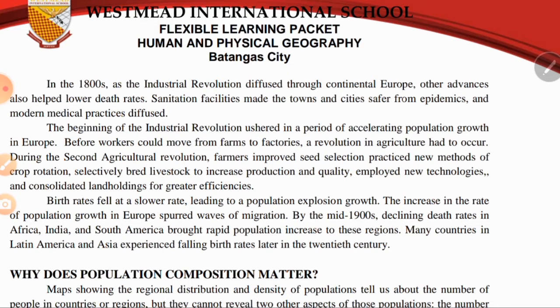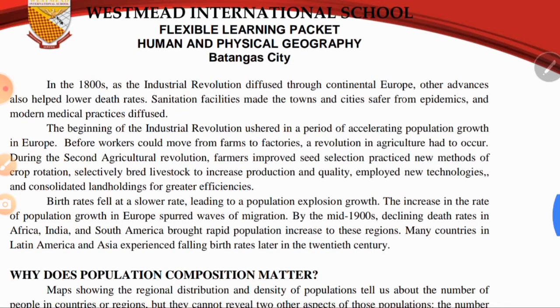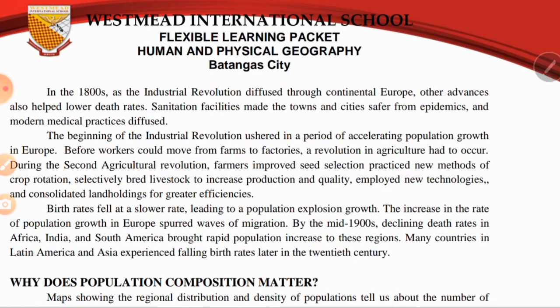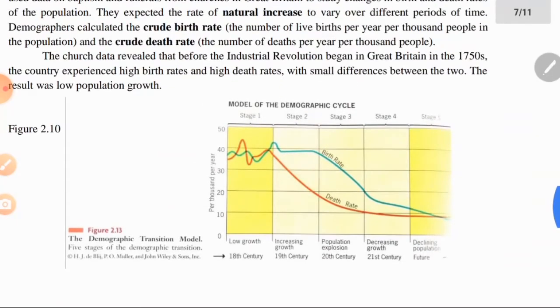And the beginning of the Industrial Revolution ushered in a period of accelerating population growth. During the Second Agricultural Revolution, farmers improved seed selection, practiced new methods of crop rotation, selectively bred livestock to increase production and quality, employed new technologies, and consolidated land holdings for greater efficiencies. This is the demographic transition model.